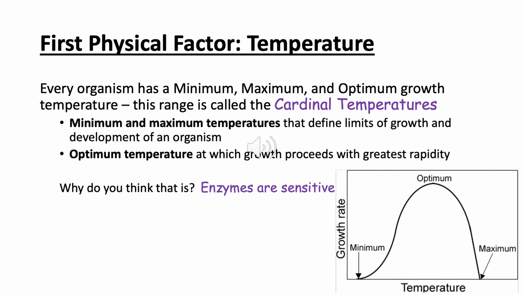But the optimum temperature, as you can see in the graph here, is the temperature that is the best conditions for that microbe. It's the temperature at which the growth proceeds at the most rapid rate. The reason for that is because the enzymes within microbes are sensitive to temperatures, and above or below certain temperatures, those enzymes won't work.